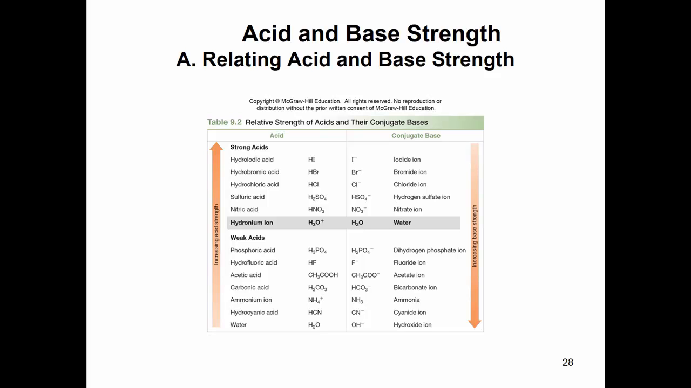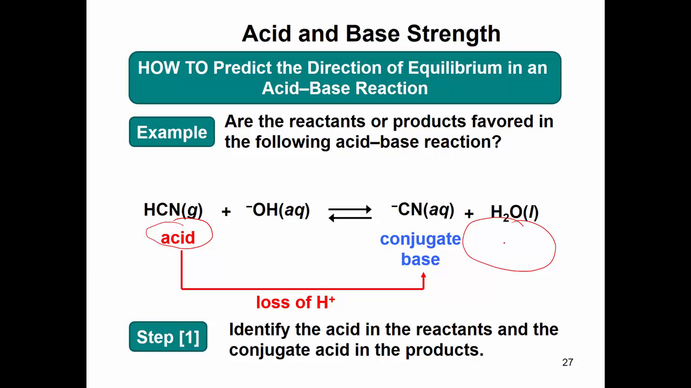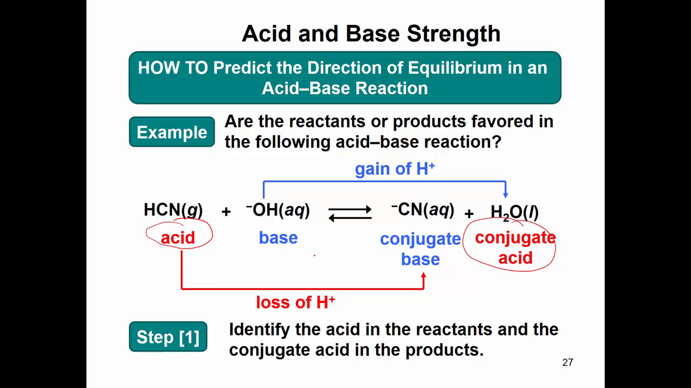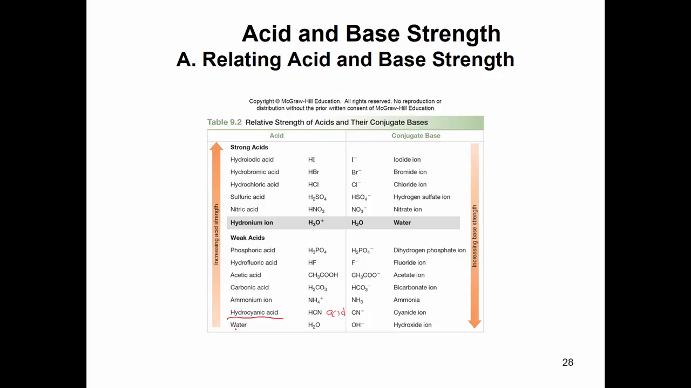Okay, all right, so here's our hydrocyanic acid here. Okay, so that was our acid. And then if you look back, just in case you don't remember, water is your conjugate acid. So you have to be able to properly label these to know what to look for on the table. Okay, so we're going to compare HCN and the conjugate acid, which is water. So there's our conjugate acid.